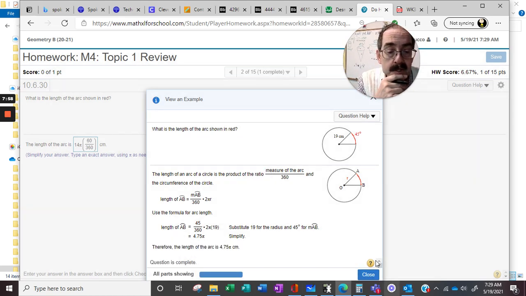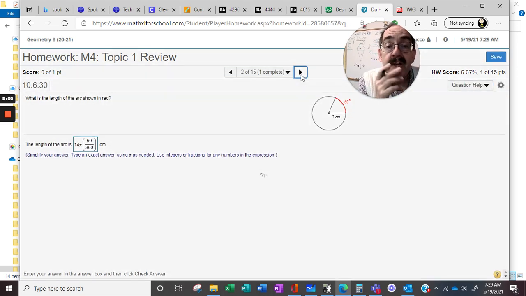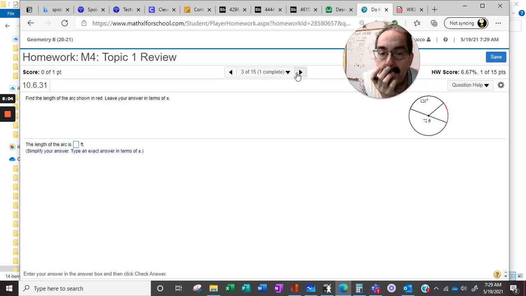Okay, so let's close and let's see if we have one we haven't done yet. Oh, perfect. So arc length, we want the red piece. The first thing we've got to do is realize that that's 60 degrees, right? Half a circle is 180, but we don't want this 120. We only want this piece right here. So 180 minus 120 is 60. The key is 2 pi r.